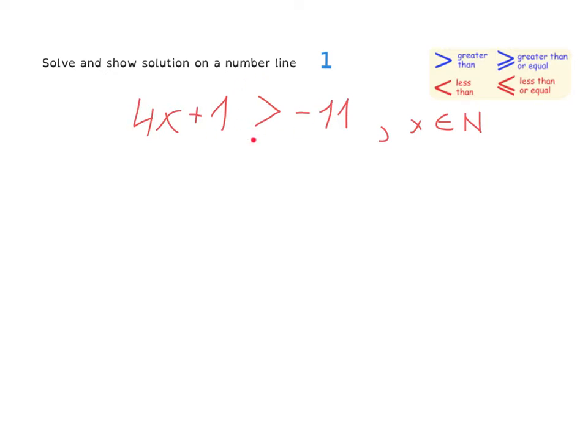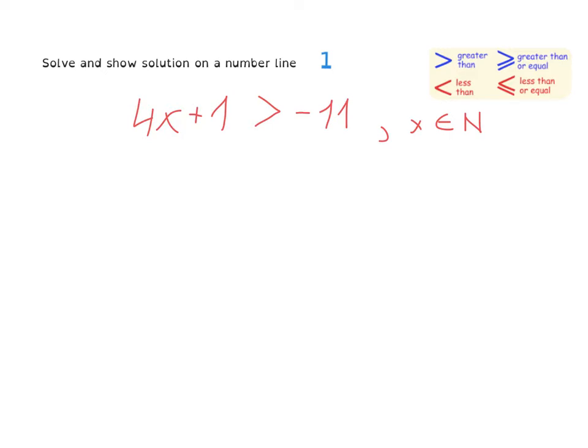Okay, so these are two things to remember. At the end, you have to show your solution on the number line as well. Okay, and these are inequality signs: greater than, less than, greater than or equal, and less than or equal to. Okay, so let's start with the very first example.